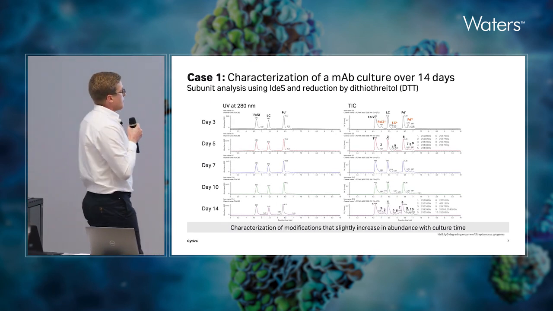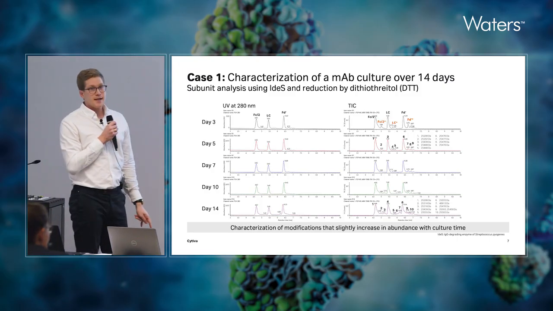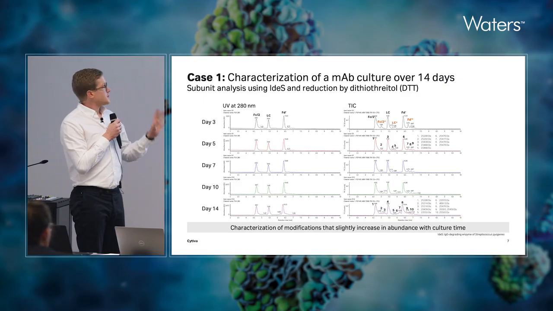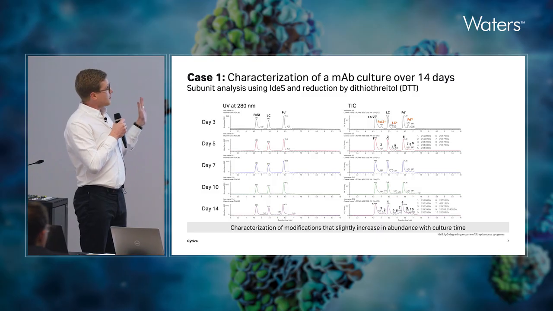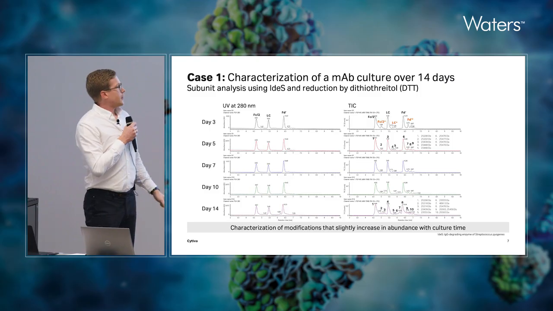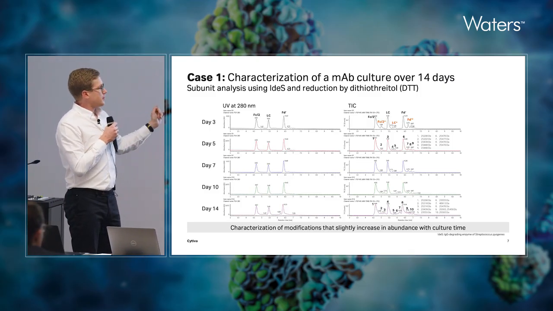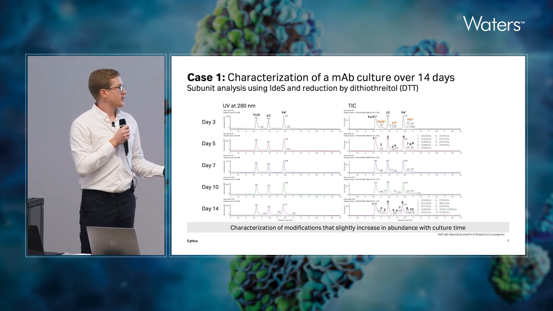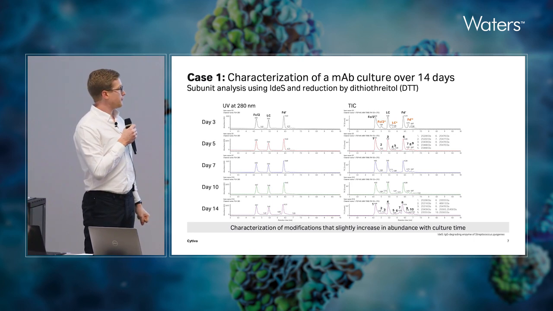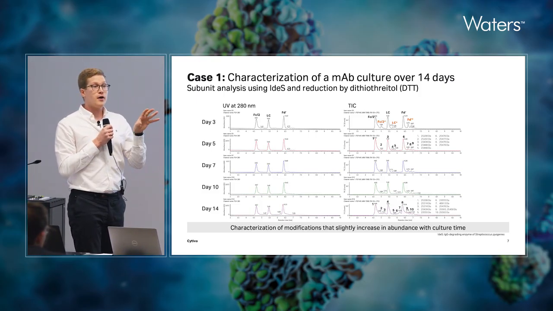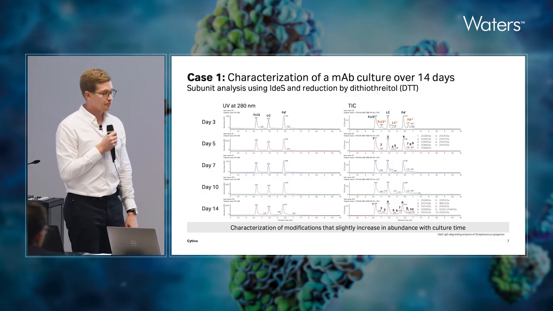This is now the same samples, but here we have digested them. So we do subunit analysis. We do it with IdeS, so we chop off, and we have the Fab prime and Fc part, and then we also reduce it with DTT. So we will have 3 peaks here. It's the Fc half, it's the light chain, and then the Fd prime. Again, UV and TIC. I hope you can see that going from day 3 to day 14, we're going to get more peaks. It's going to be a forest of peaks, so we're going to have more species, more modified variants with extended culture time. So by doing subunit analysis compared to intact mass, we can start pinpointing where the modifications are occurring on our antibody.